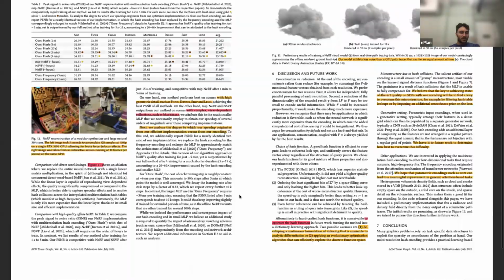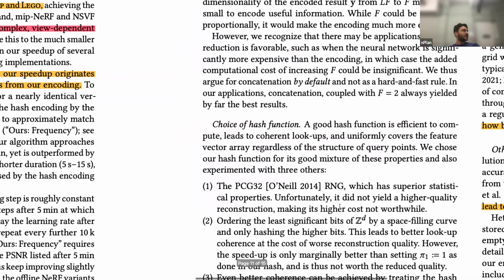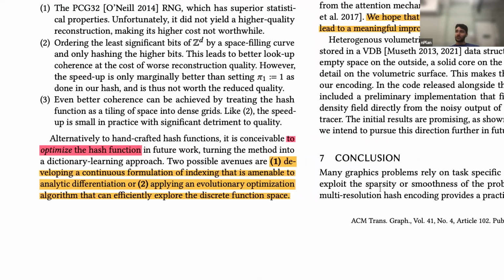Okay, so they have a discussion in future work. One of the things they thought would be cool is to learn the hash function, because now they chose the hash function. In order to do that, they would have to develop a continuous formulation of indexing that is amenable to analytical differentiation, which would actually be useful in a lot of problems. Or they would apply an evolutionary optimization algorithm that can explore the discrete function space. How do you develop a continuous formulation of indexing? Well, that's why it's future work.